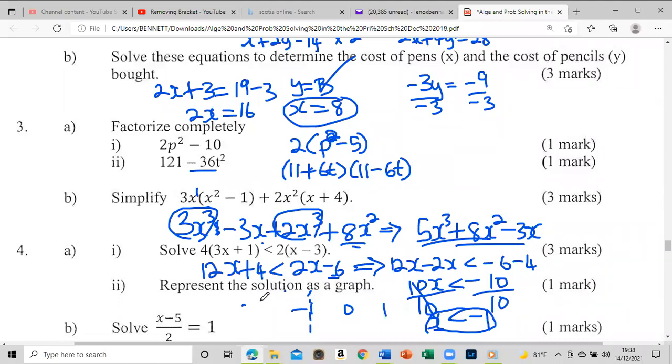For sure, it's just less than. And then you shade over that side, right?